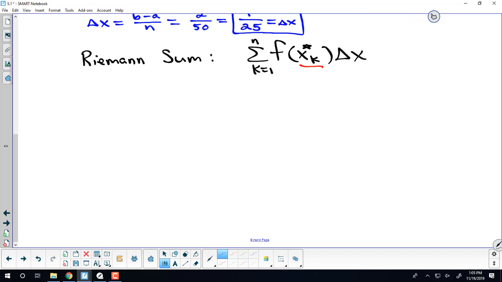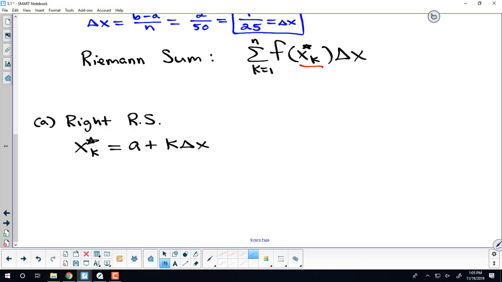So in part A, we're asked to compute the right Riemann sum. I'll just abbreviate Riemann sum. So I'm using the right grid point for each subinterval to determine each rectangle's height. Each x star sub k can actually be computed as one thing. We don't have to think of it as individual one-off cases. We can say that every right grid point will be defined as a plus k times delta x.